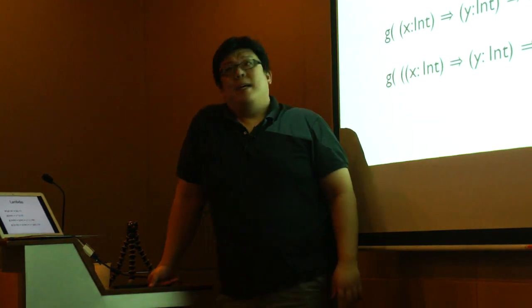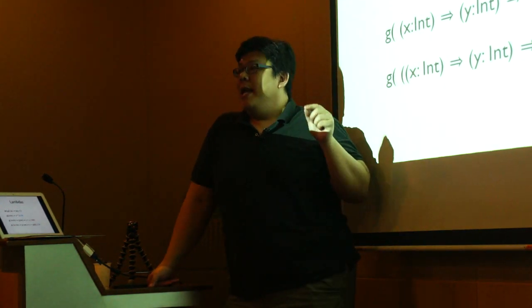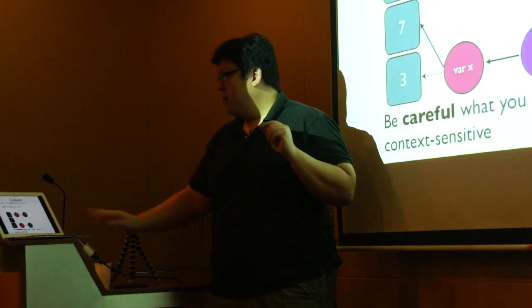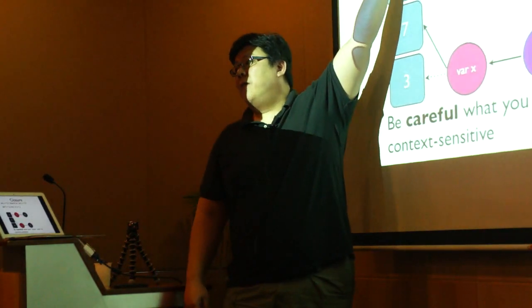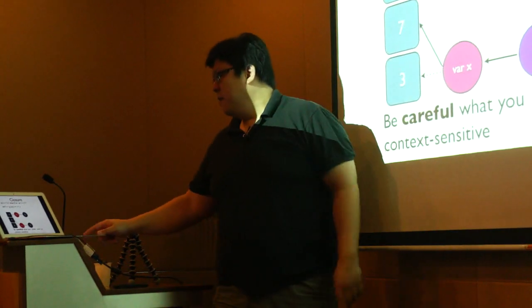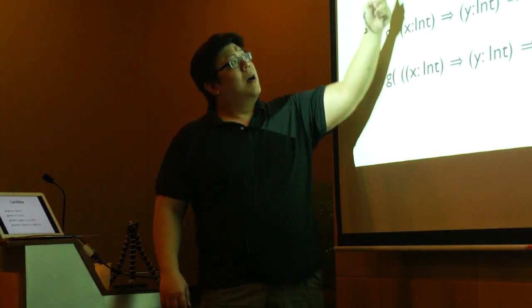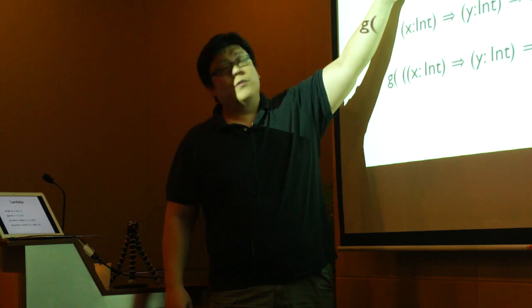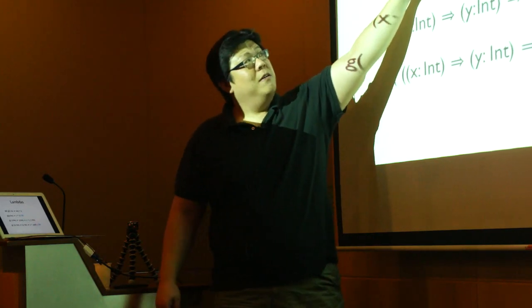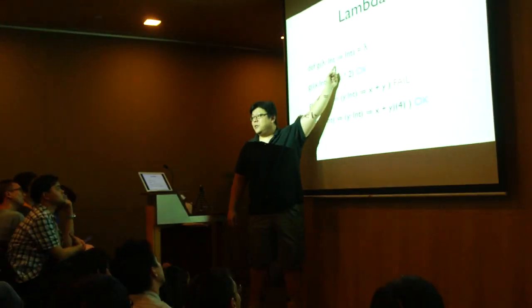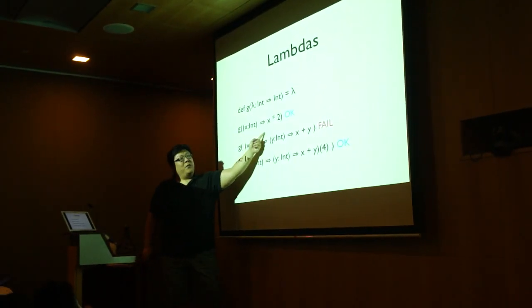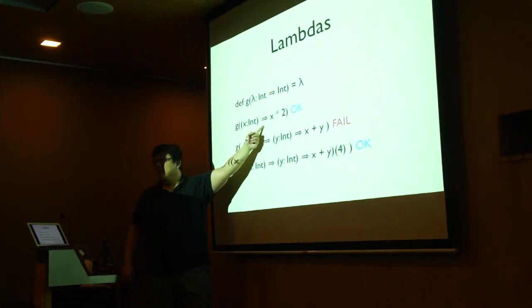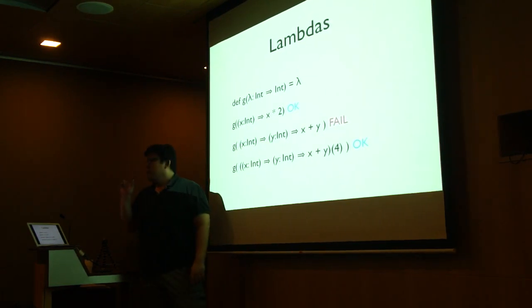The next thing is lambdas. Lambdas are actually unnamed functions. What do you mean by that? This is a name. I gave it a name called lambda. So over here I say that g takes in some function that takes in an integer and returns an integer. Over here, this is the syntax for a lambda because there's no name. I'm just giving it the body of the function.